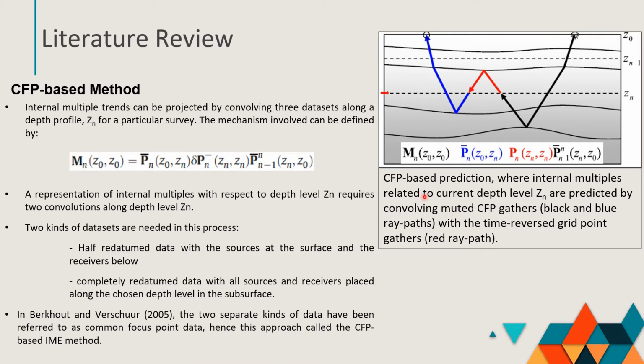And as we can see, in CFP-based prediction, internal multiples related to the current depth level Zn are predicted by convolving the muted CFP gather, the black and the blue ray paths, with the time reversed grid point gather, the red ray path.